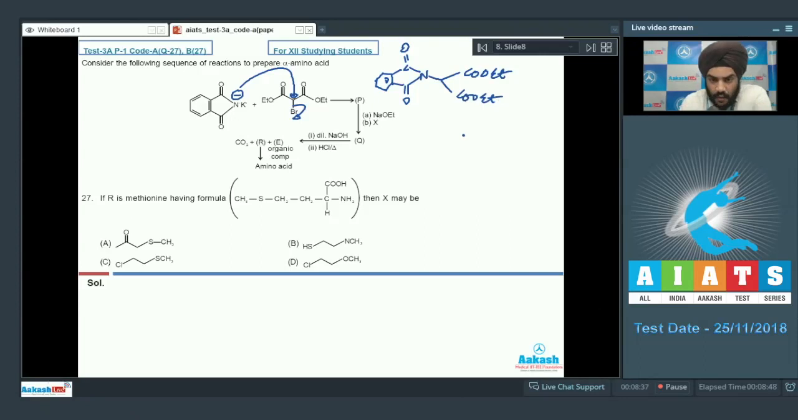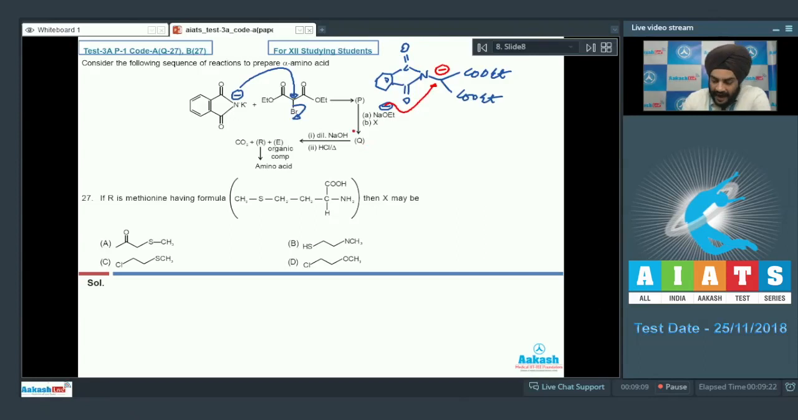Now students, it is allowed to react with NaOEt. So this NaOEt will not lead to transesterification as the ester form will be the same. So next it will go and extract the acidic hydrogen on the alpha methylene group. So it will attack here and generate a nucleophile. Now this nucleophile is allowed to react with some certain reagent which is labeled as X and which forms Q.